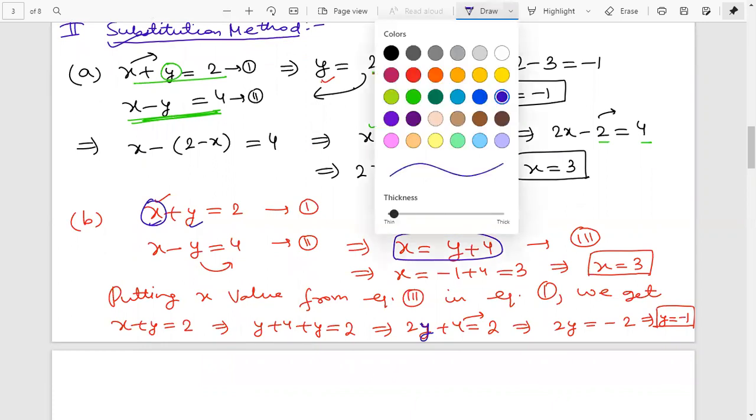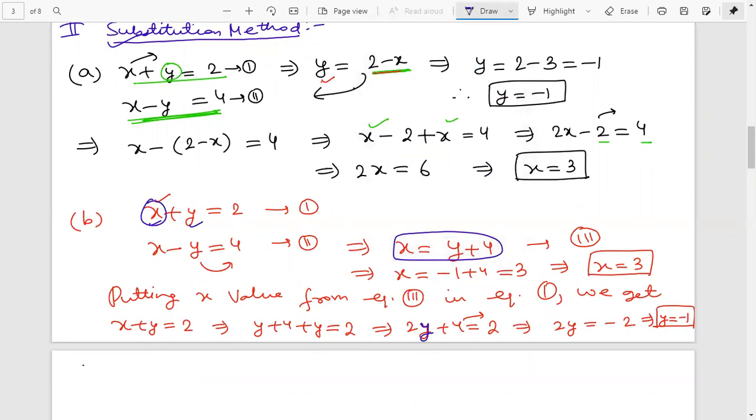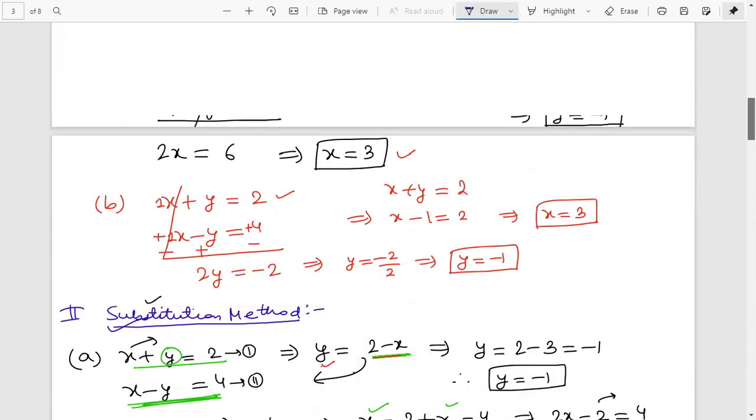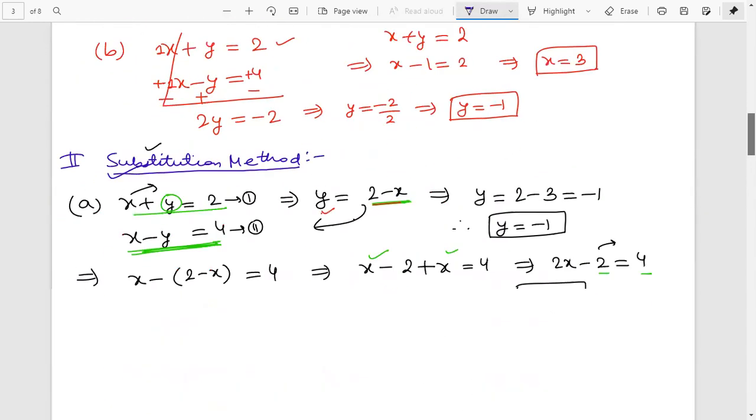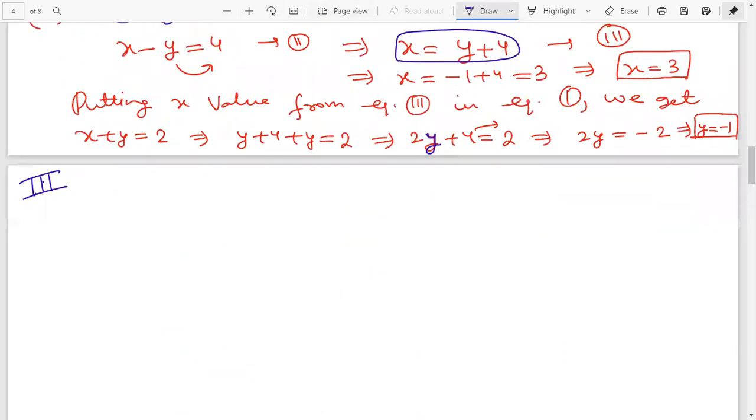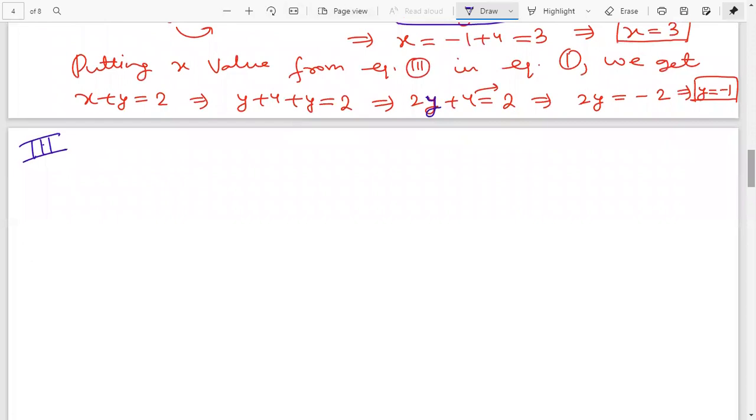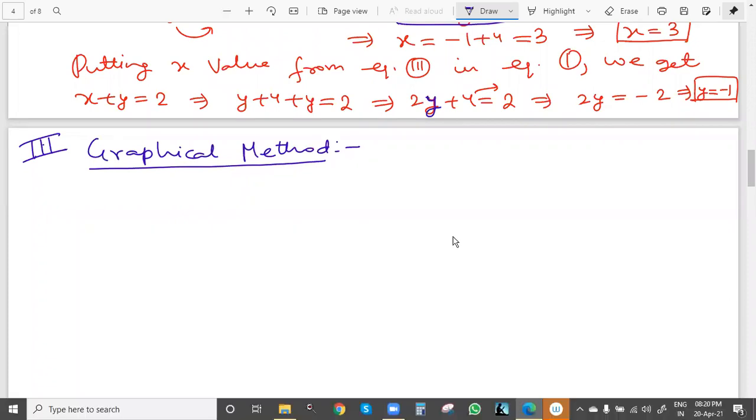Now let us see the third method of solving the same equations in a third way. First elimination, second substitution. So the third method is basically, first we'll see the graphical method, then we'll see cross multiplication also. So here we'll see the graphical method of solving this pair of linear equations.